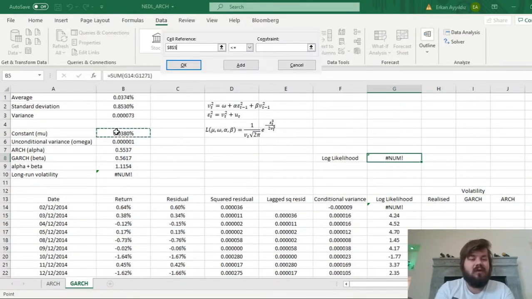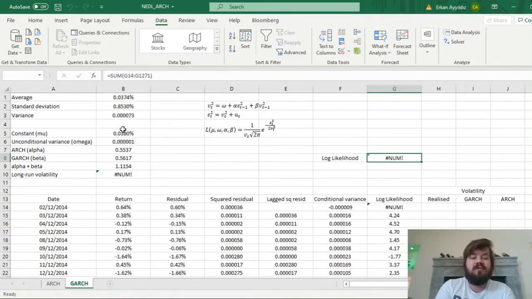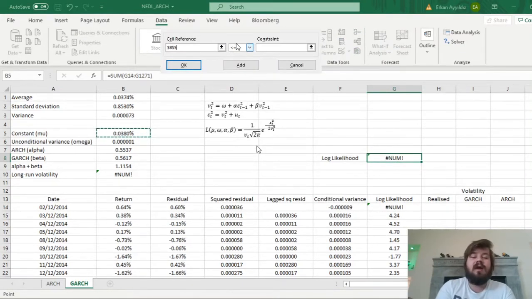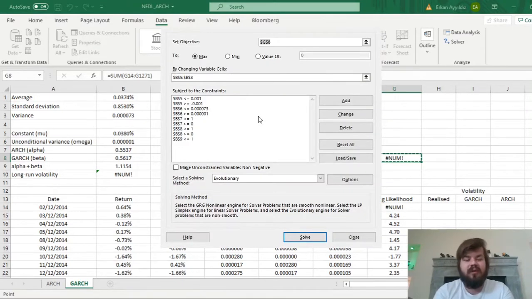So let's add those constraints. First of all, our constant mu, cell B5, should be less than or equal to 0.1%, so less than 0.001, and it also should be higher than negative 0.1%, so greater or equal to minus 0.001. And here we have come up with all the constraints needed to successfully perform an evolutionary search algorithm.